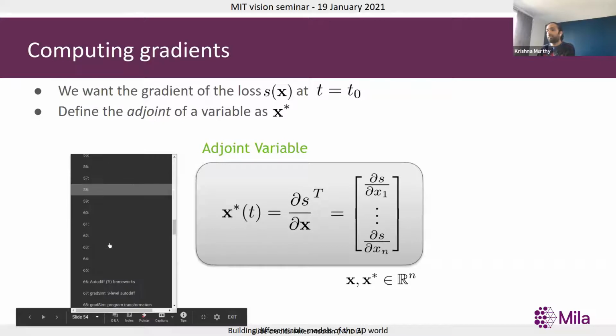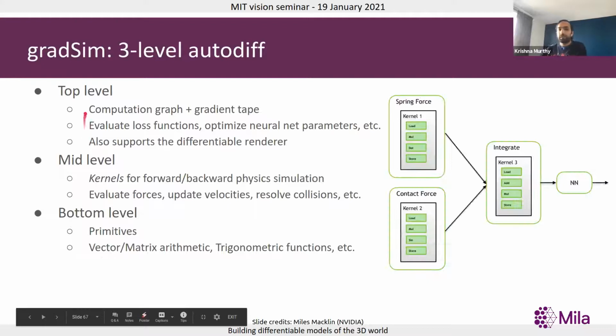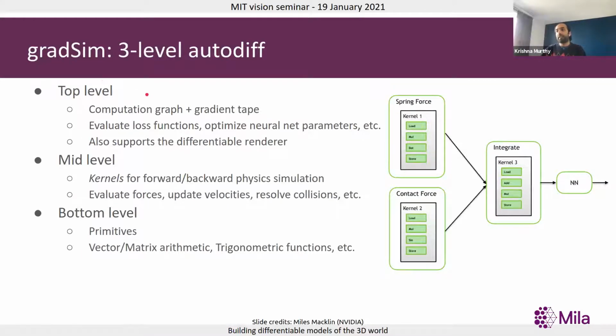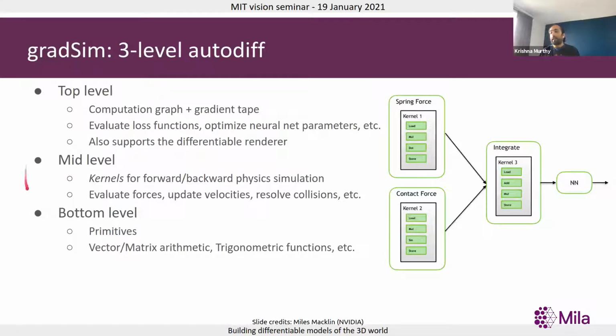So, a tape-based automatic differentiation system. I'll skip over the details and go to the high-level overview of how automatic differentiation is implemented in the GradSim framework. We have 3 levels of autodiff. The bottom level is just primitives, vector and matrix arithmetic, and so on. One level above this are a few pre-implemented kernels, let's say for time integration, or for forward and backward pass physics simulation for a variety of objects and for evaluating forces, collisions, velocities, and so on.